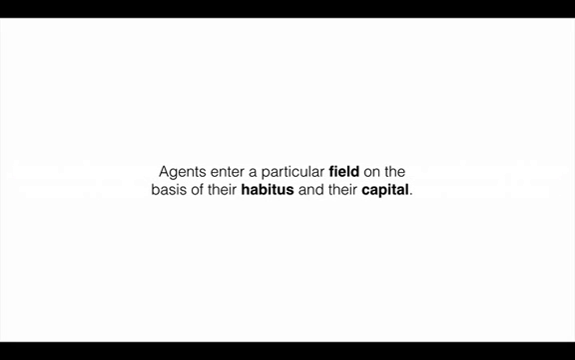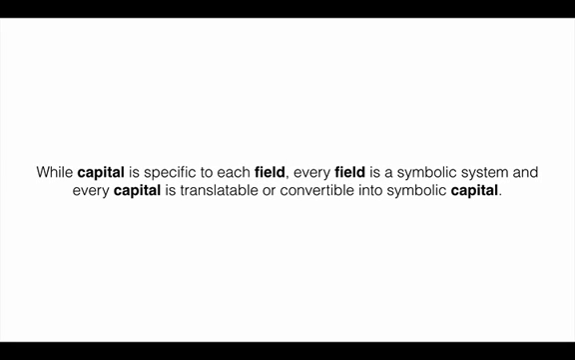Agents enter a particular field on the basis of their habitus and their capital. While capital is specific to each field, every field is a symbolic system, and every capital is translatable or convertible into symbolic capital. Importantly, when an agent enters a field, he does so on the basis that he will accept and submit to the rules of the game. And an agent will not be permitted to enter a field if it is believed that he or she will threaten the existing order of things.